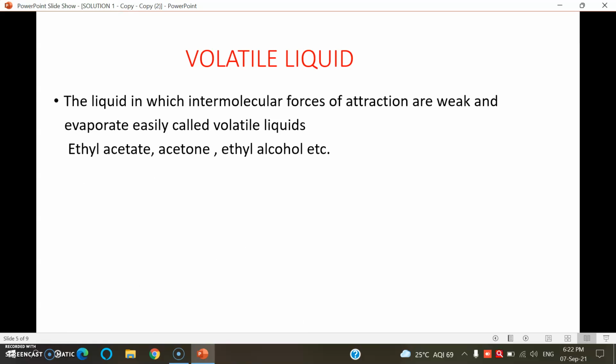Let's see some examples of volatile liquids: ethyl acetate, acetone, ethyl alcohol. These are examples of volatile liquids. In these molecules the intermolecular forces are weak, so they easily evaporate, leave the liquid state and convert into gaseous state.